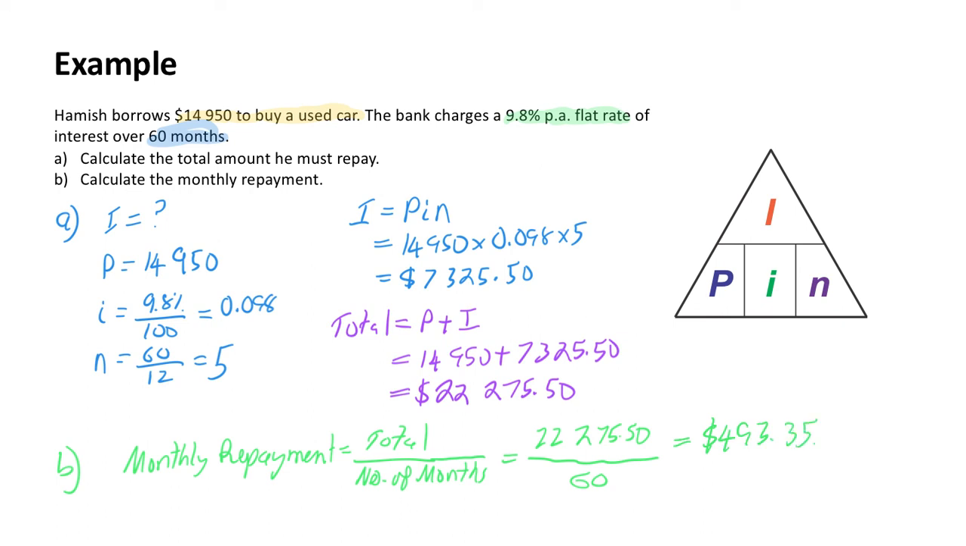$493.35. So over the 5 years of the loan, Hamish is going to have to repay $22,275.50, and that will equate to a monthly repayment of $493.35. So that's an example of how we can be applying our simple interest calculations into a practical context.